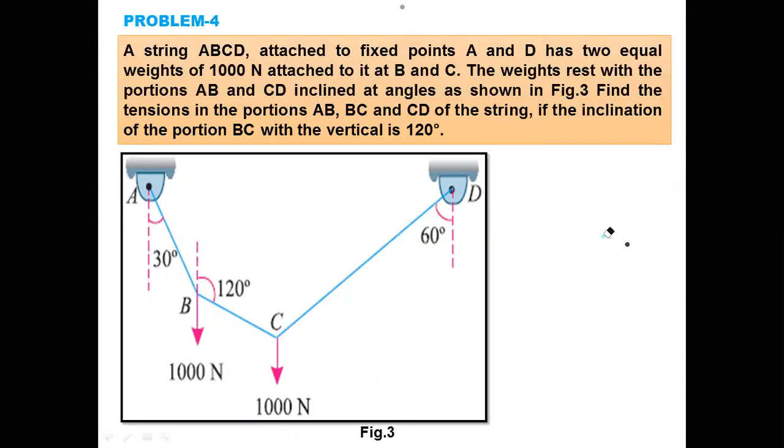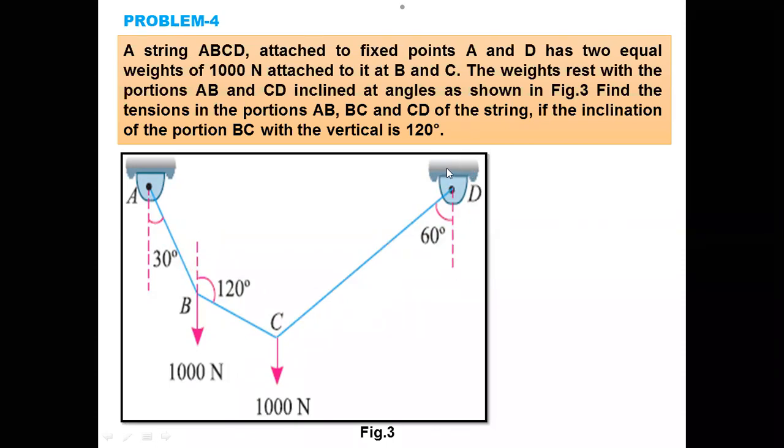So again I am repeating the question. Here they mention that ABCD is a string where A and D are the fixed points, and B and C have been hung with a weight of 1000 Newtons each. The weights hang from the portion AB, which makes an angle of 30 degrees, and CD, which makes an angle of 60 degrees with respect to vertical, and BC has also been inclined at an angle of 120 degrees with respect to vertical.